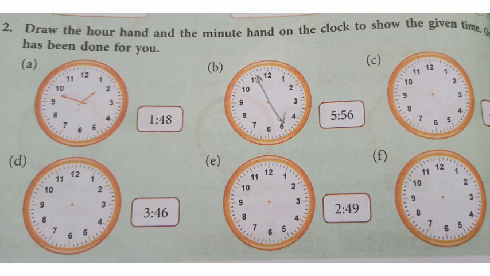Here you have to draw both the hands, minute hand and hour hand. It's also very simple. One I'll show you and the rest you will do yourself. Part A has already been done. So let's get started with the B part. Here you have to draw 5:56. For showing 5, you have to draw your hour hand between 4 and 5. And for showing 56 minutes, first of all think and observe that 56 is nearly equal to which multiple of 5? This is 55. That 55 comes at 11.